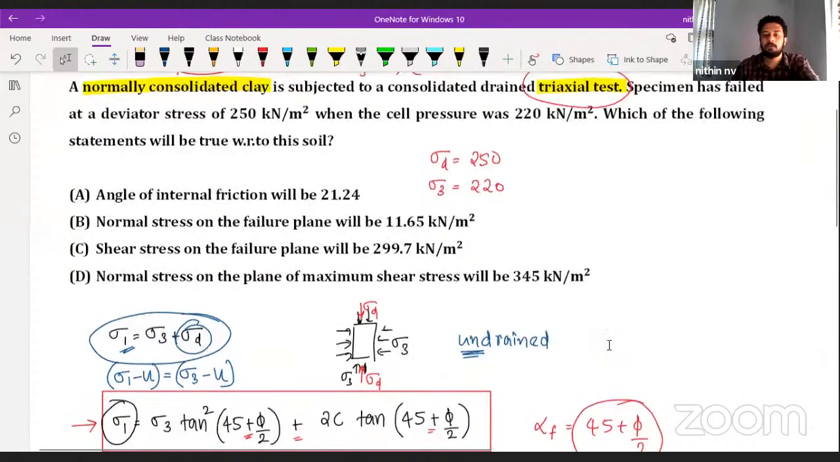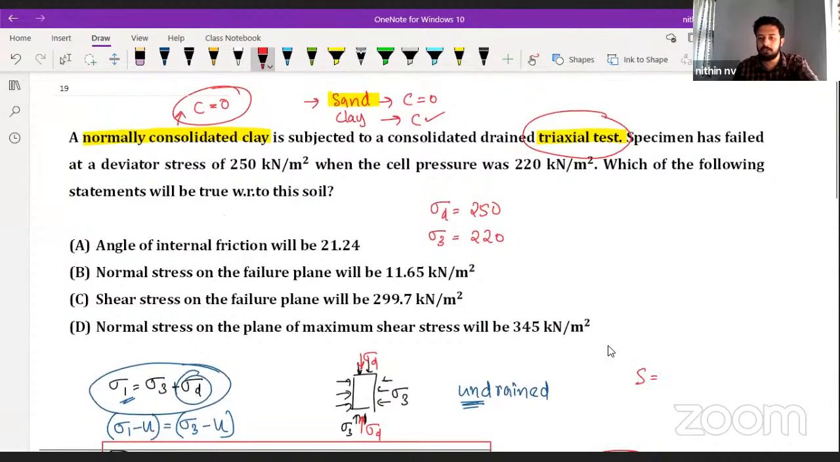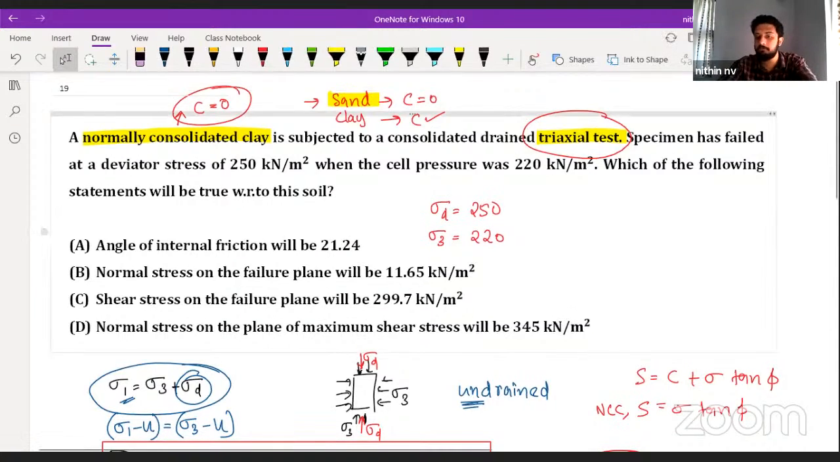Clear? So generally we have the equation: shear strength is equal to C plus sigma tan phi. For an over consolidated clay, we have to take C plus sigma tan phi. But for an NCC, normally consolidated clay, we'll simply take sigma tan phi only. Whereas for a sand, the C value is 0. Like that, we have to study the concepts, with different values for each thing.